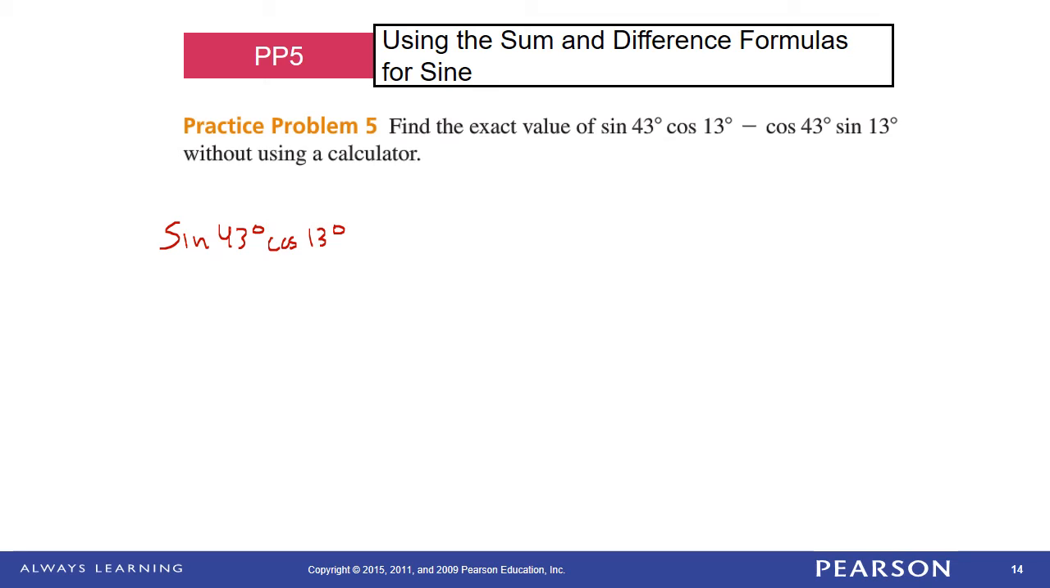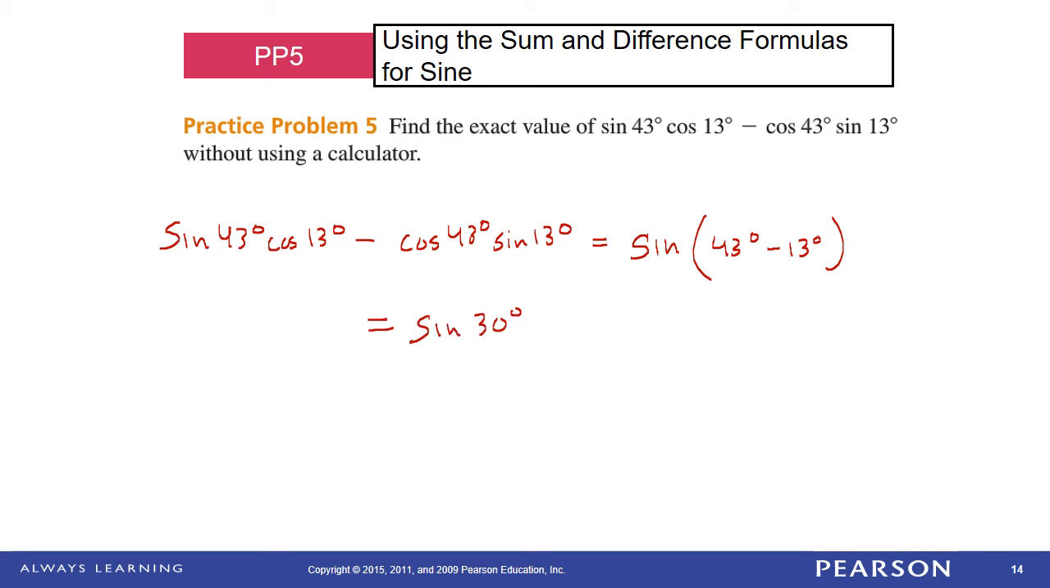So sine of 43, cosine 13 minus cosine of 43 sine 13. All right, that is really just going to be the difference formula for sine. And then at that point, you say, oh, that's right, 43 minus 13 is 30. And then give me the value of sine of 30 degrees. Cool, 1/2 works, so it is 1/2.